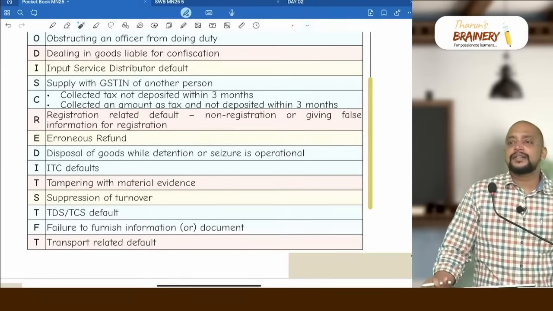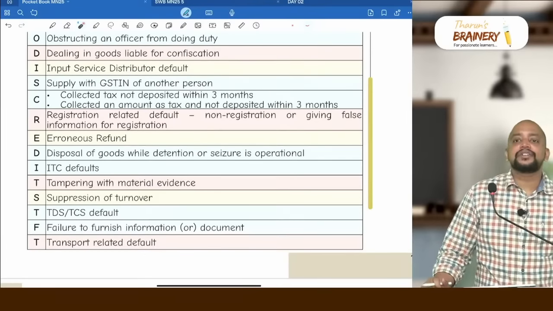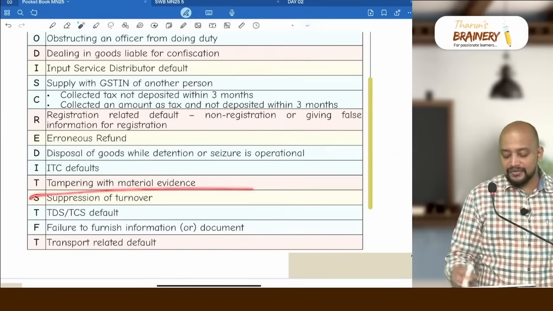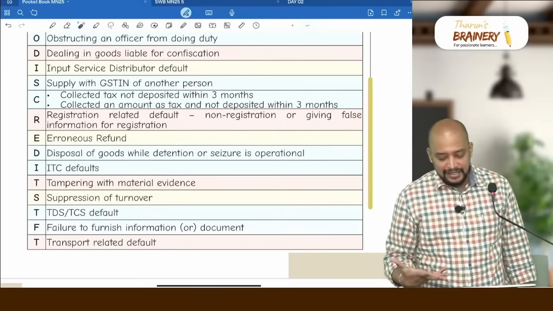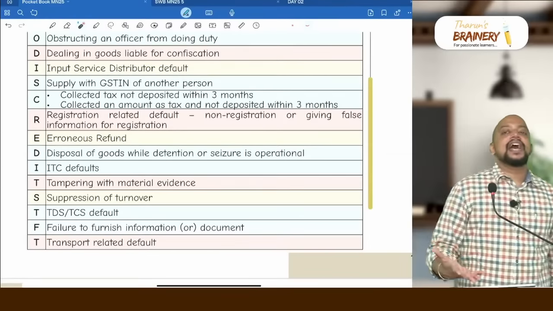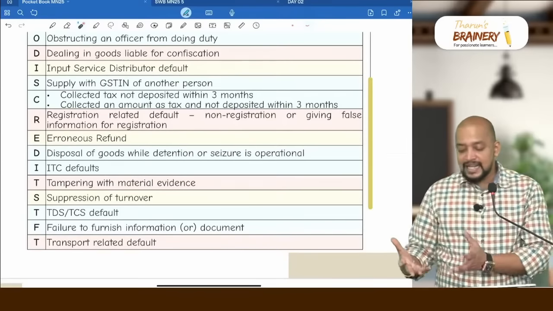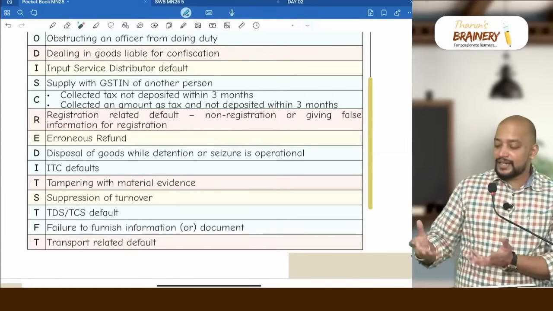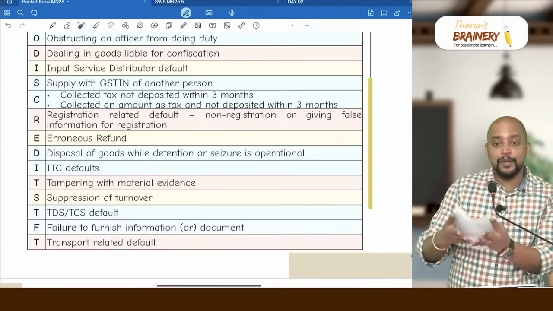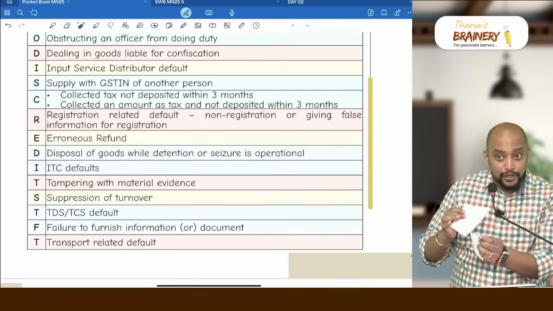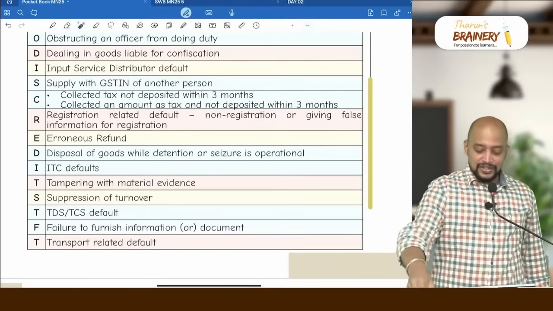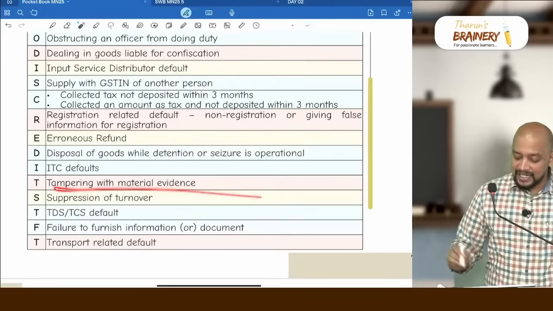ITC default means input tax credit I have taken in excess, or wrong credits or fake credits. Then tampering with material evidence. Material evidence is documents and so on. The officer is coming for a search and they have identified a diary, and that diary contains a paper with some details written on it. You ask, sir, show me that paper, and you tear it. You understood? Like that you try to tamper with material evidence. That is tampering with material evidence.